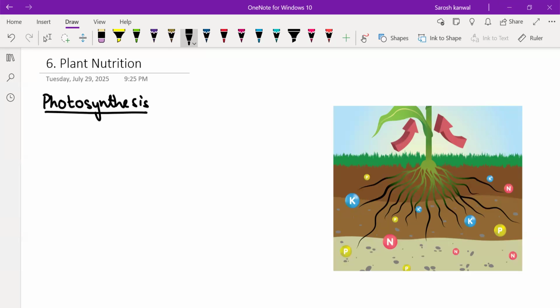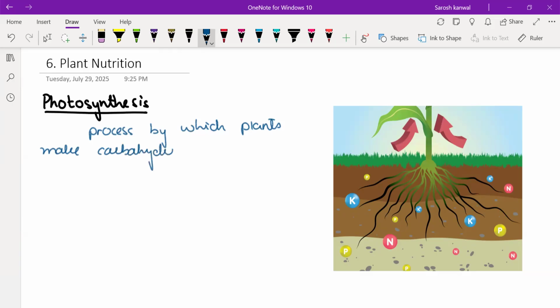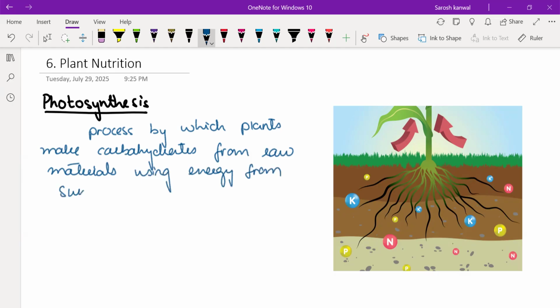Okay, so we know it is a process by which plants make carbohydrates from raw materials using energy from sunlight. Okay.